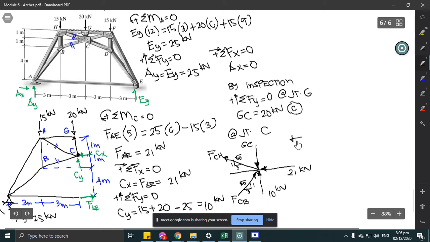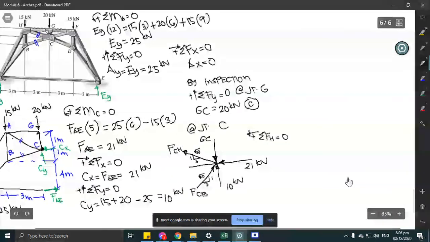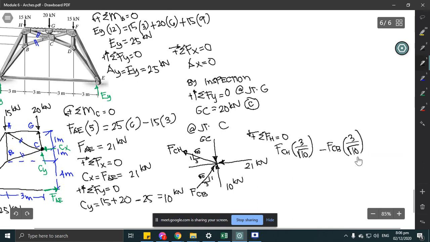By taking the summation of forces in X, assuming forces to the left as positive, equals 0, the equation will be FCH multiplied by 3 over square root of 10, minus FCB multiplied by 3 over square root of 10, equals negative 21 kilonewton, since this one points to the left. This will be our equation 1.